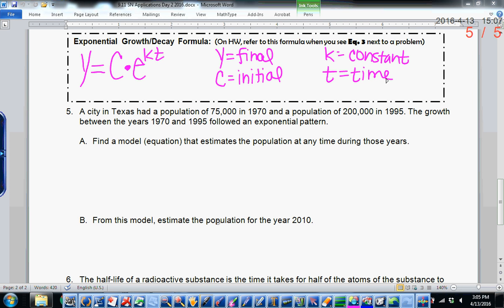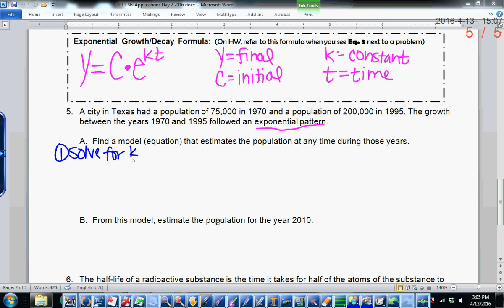Okay? All right, a city in Texas had a population of 75,000 in 1970 and a population of 200,000 in 1995. The growth between the years of 1970 and 1995 followed an exponential pattern. Okay? So we're going to write a model or an equation that estimates the population at any time during those years. So first thing we have to find that we don't know yet is the k, the constant. Okay? So we're going to start by solving for k.